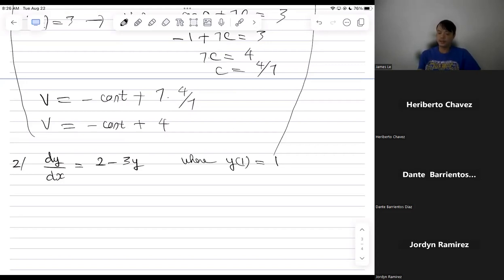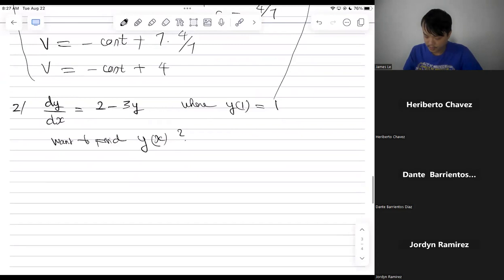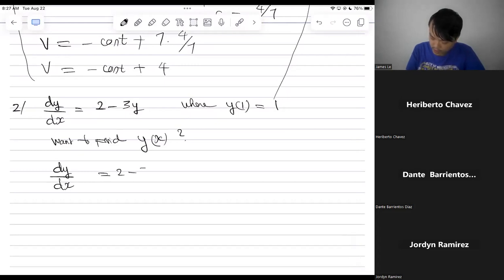Okay, so look at this differential equation. You have dy over dx, so it means we want to find y of x, right? The first step is to separate the variables. So dy over dx equals 2 minus 3y. How can you separate them?